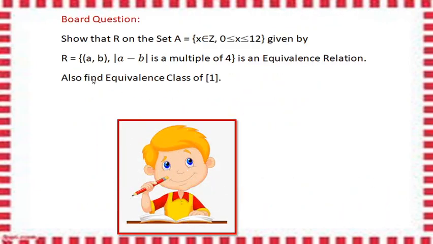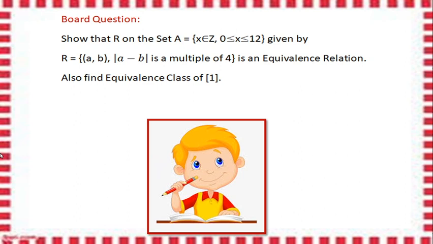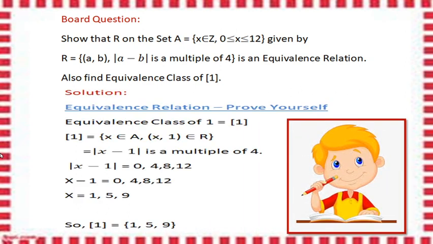Now there is one board question in front of you. Show that R on set A, the relation given by ordered pair (a, b), where mod of a minus b is a multiple of 4, is an equivalence relation. Also find the equivalence class of 1. Now if you remember, you have done a similar kind of question. This was there in our NCERT. So here we are not discussing the equivalence relation. You can prove it yourself.